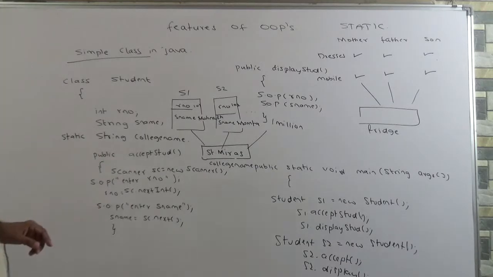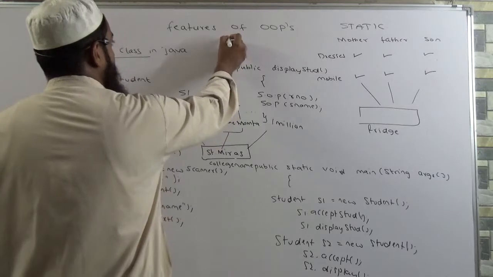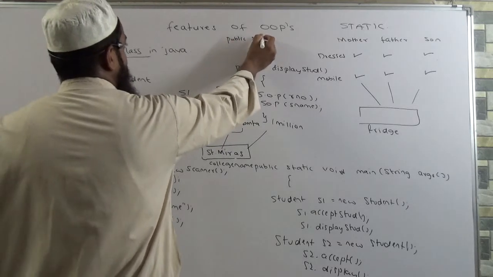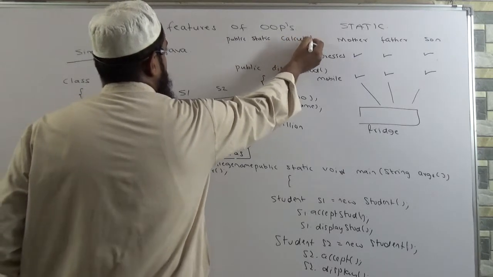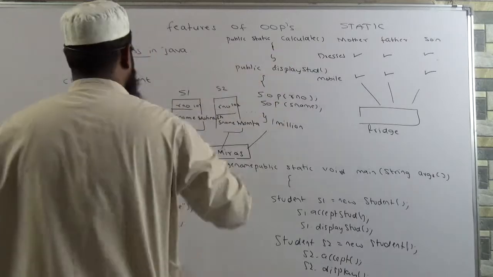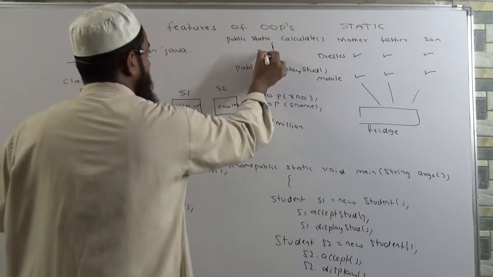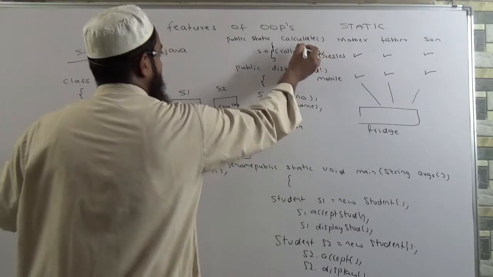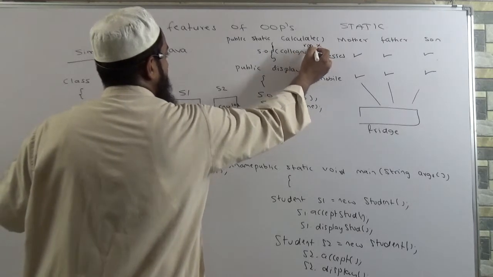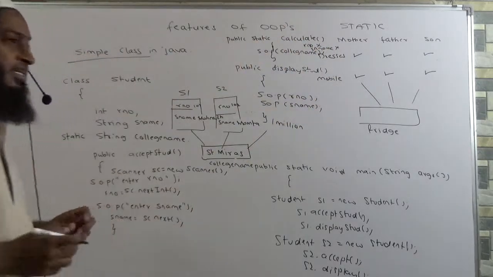And there is a static function which operates on the static data. So if this is the display function, and if I had a function over here, public static calculate. So in calculate, I can only access the college name because it is static. So static function can only display the college name. It cannot display roll number because it is not static. It cannot display name because it is not static. So static function can access only static data.